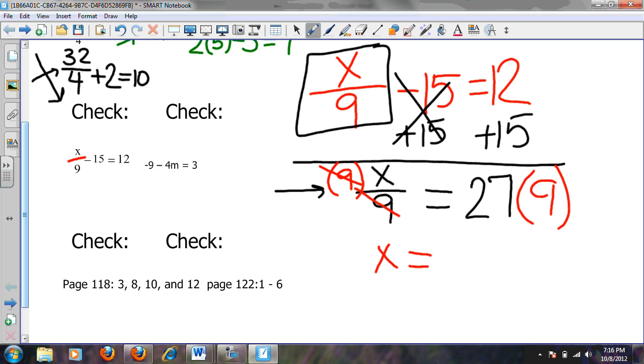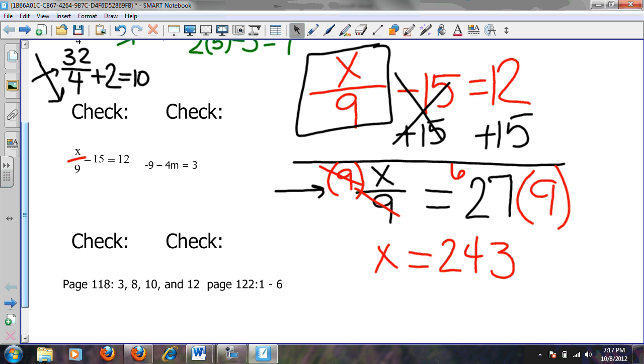Okay, Logan, 27 times 9. 9 times 7 is 63. 9 times 2 is 18. 18 plus 6 is 24. 243. We can check, is 243 going to be a solution for x?